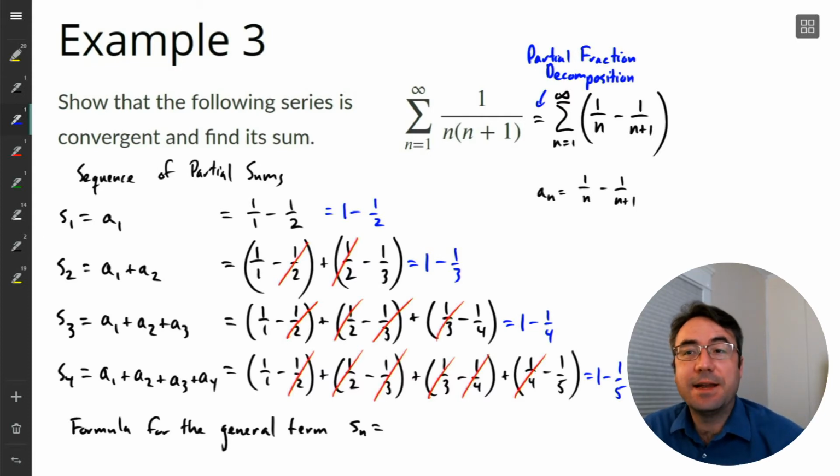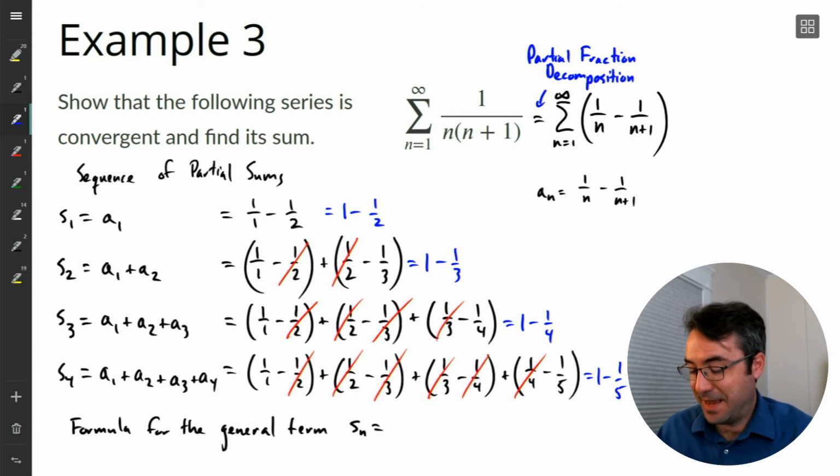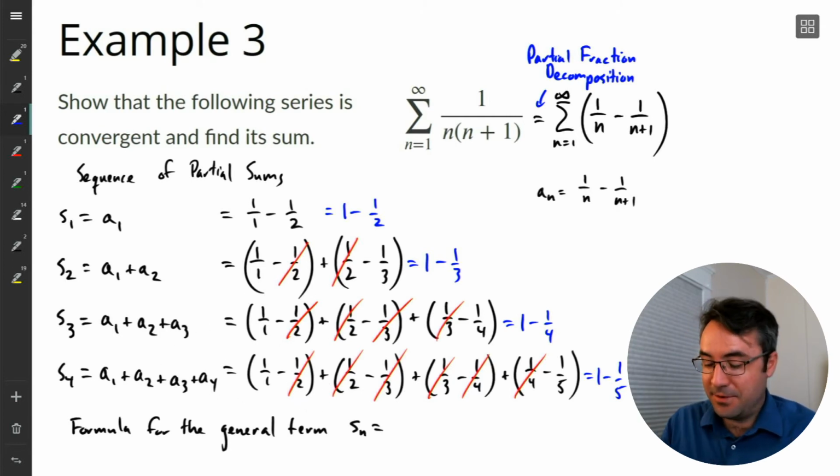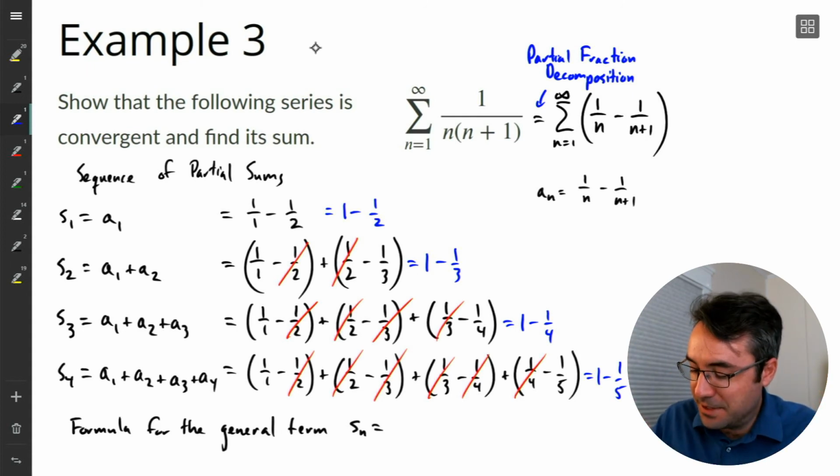And so we want to identify the pattern. If you wanted to have a lot of fun, you could probably even do S5. You get a whole bunch of canceling there. It's just a lot of fun to do this. When we do this canceling, you can see in each step, each new partial sum, it collapses down. For that reason, we sometimes call this a telescoping series.